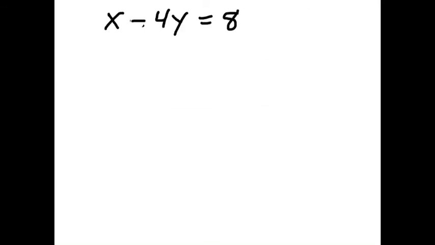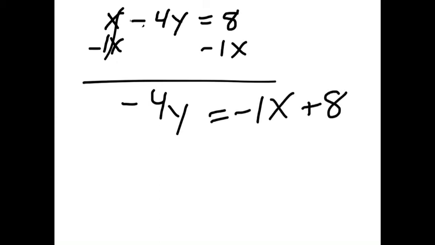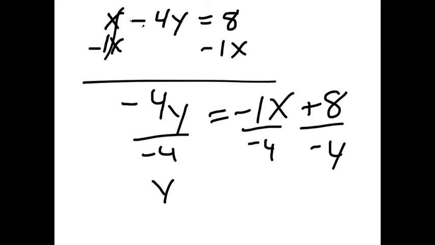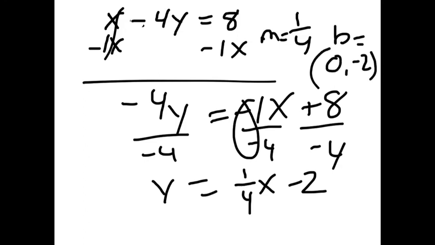So in this case, I would subtract 1x from both sides. If you don't want to put the 1 there, that's totally fine. I'd be left with negative 4y equals negative 1x plus 8. The reason I like to put the 1 there is because now when I divide by negative 4, it's very apparent to me that that would be 1/4. And because the 1 is a negative and the 4 is a negative, the entire fraction turns positive. And then 8 divided by 4 is 2, with the sign handled the same way. So my slope would be positive 1/4, and my y-intercept would be 0, negative 2, or just negative 2.